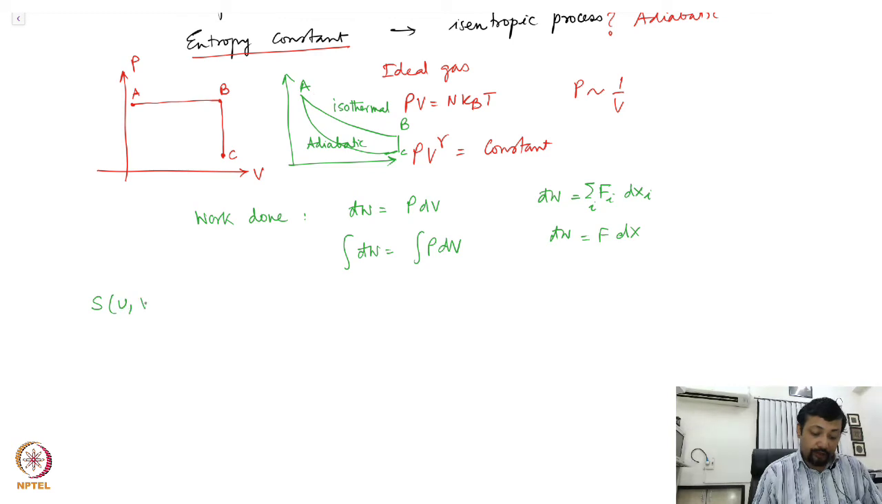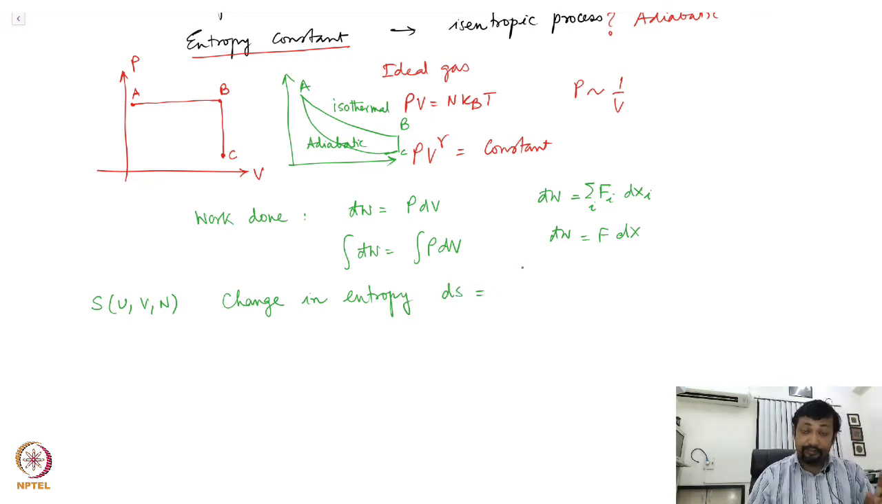Given S as a function of U, V, N, now typically whenever we give illustrations, we will only concern ourselves with the hydrostatic system. Then the change in entropy is dS. It's a state function. If it is taken from A to B, then the change in entropy, delta S, is going to be S_B minus S_A. If you know this relation, then of course you know U as a function of S, V, N, and the change in internal energy would be U_B minus U_A, provided you know these relations, right?